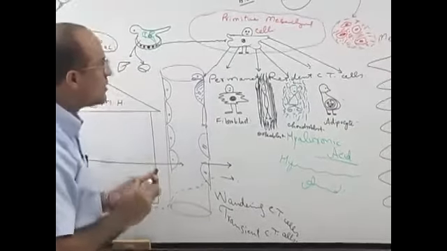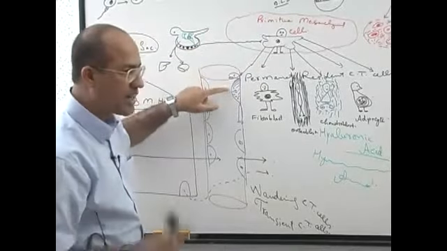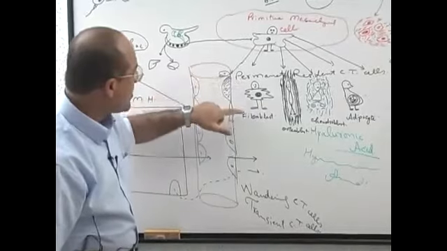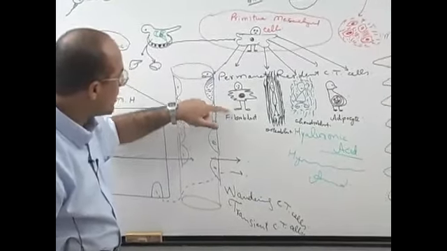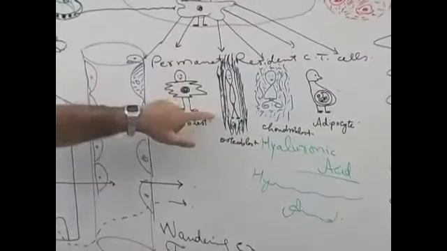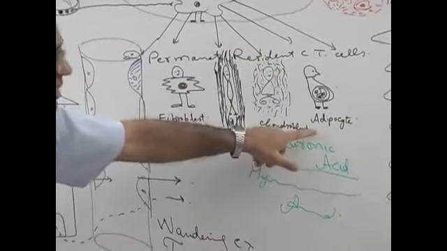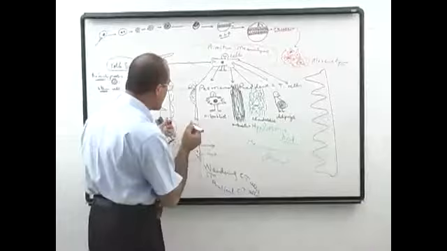So how many types of cells has this primitive cell generated? It has made endothelial cells which line the blood vessels. It makes the fibroblast, which can make a lot of collagen and a lot of connective tissue. It can make osteoblasts. It can convert into chondroblasts. It can convert into adipocytes. And okay, there's one monkey which loves to be around the blood vessels.